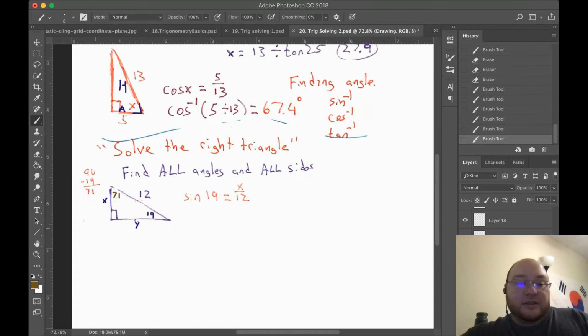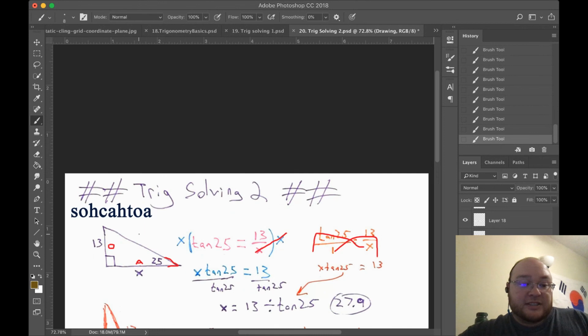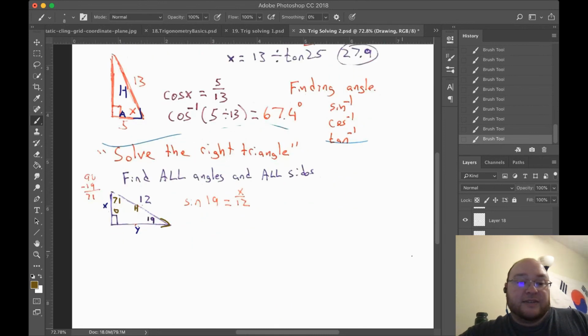And now you're just going to find x. You're just going to start from this as usual. From this 19, this is O. This 12 is H. OH. You know SOHCAHTOA. OH is sine. So sine of 19 equals x over 12. Times both sides by 12. 12 sine of 19 equals 3.9.